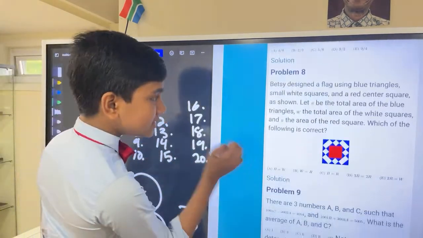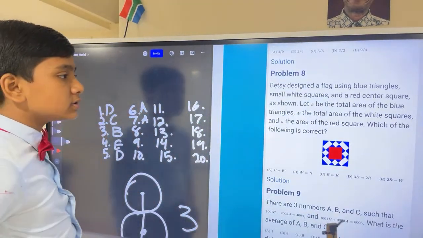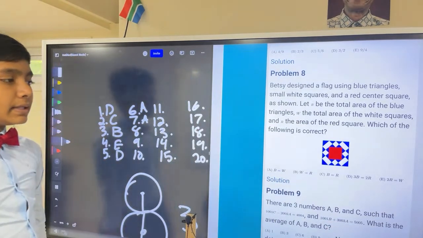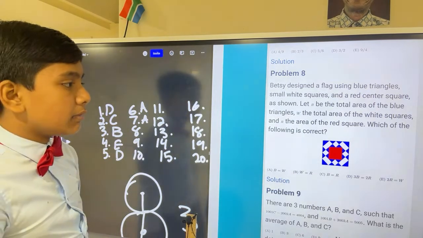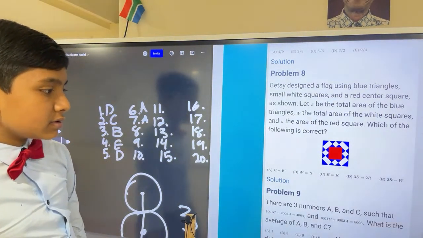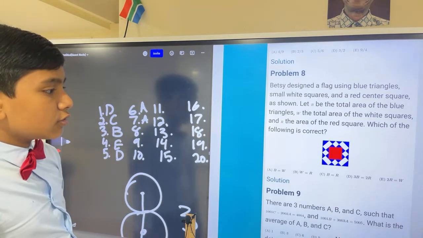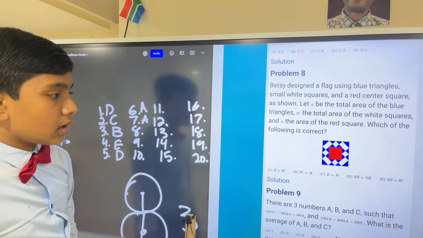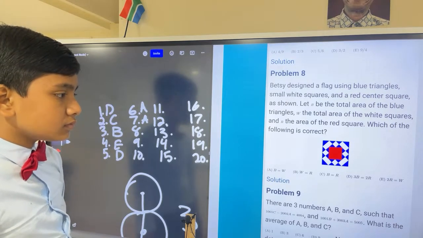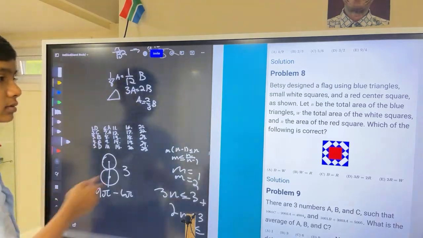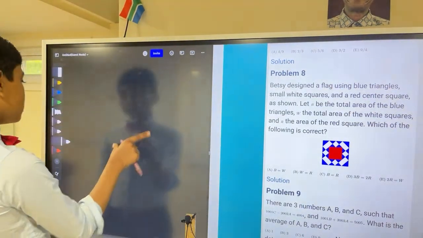8. Betsy designed a flag using blue triangles, small white squares, and a red center square. Let B be the total area of the blue triangles, W the total area of the white squares, and R the area of the red square. Which of the following is correct? Alright, let's draw this out.